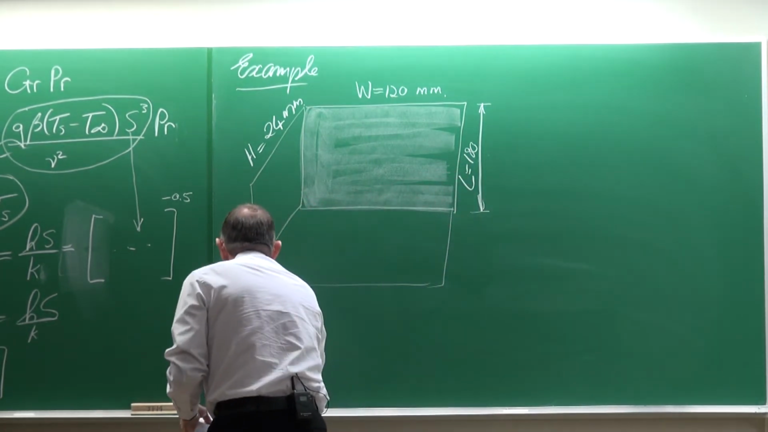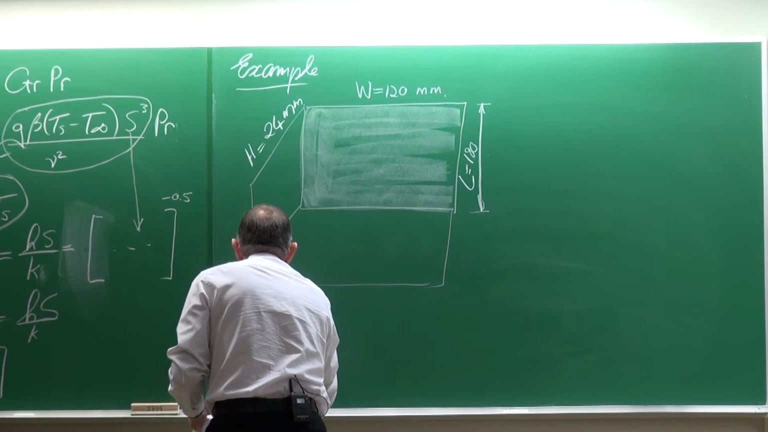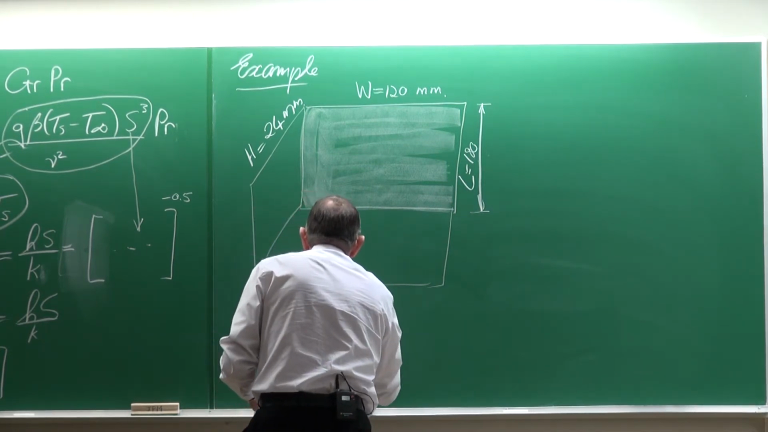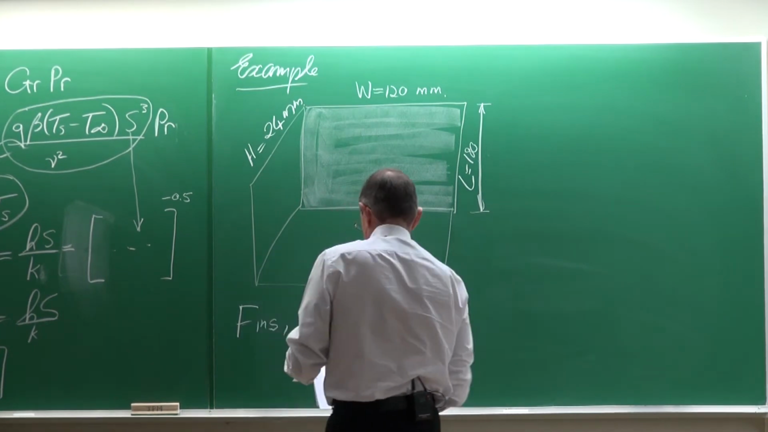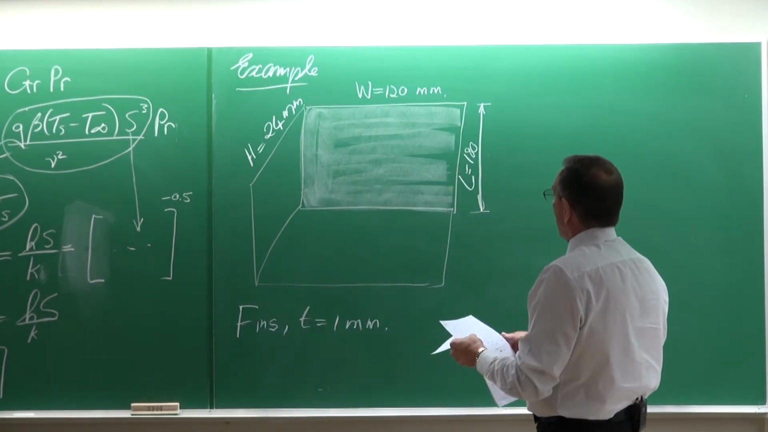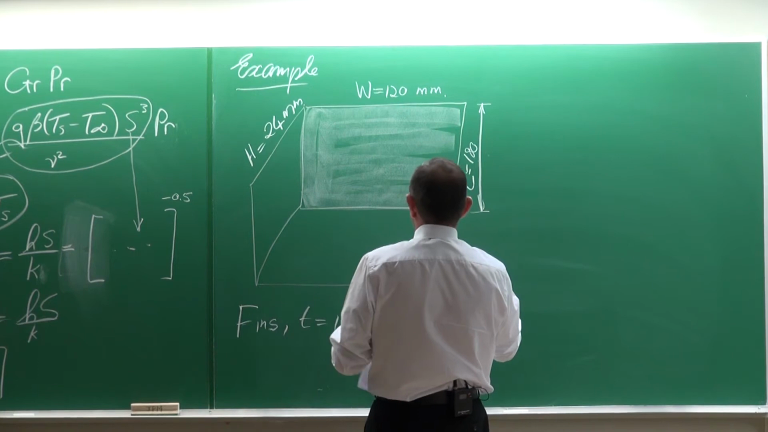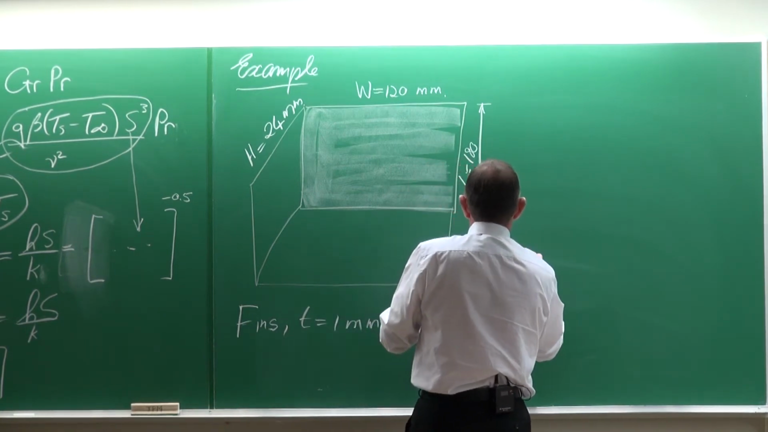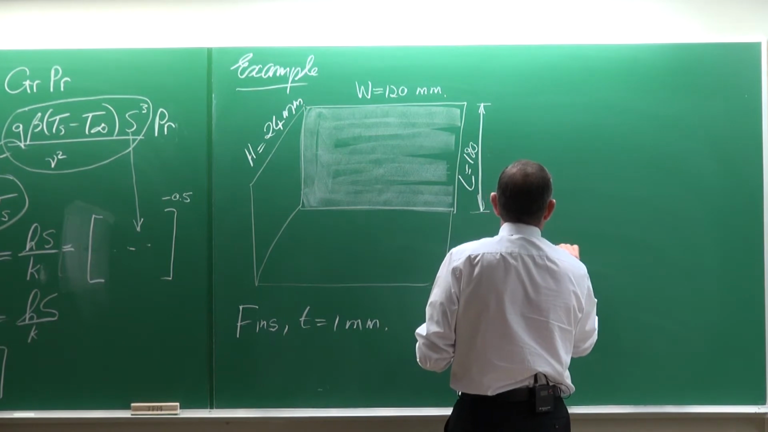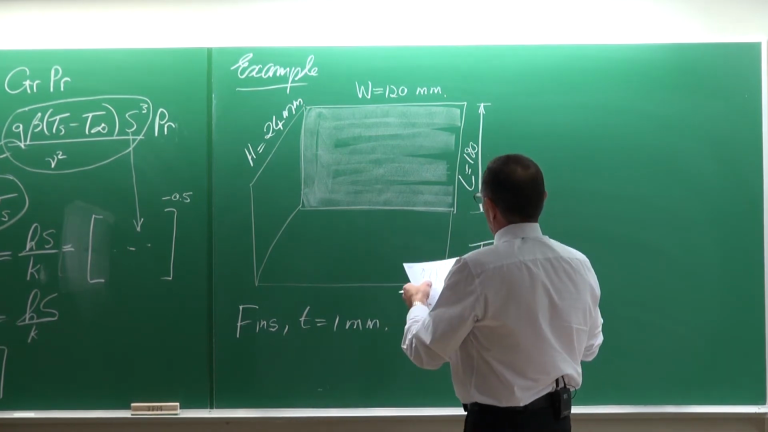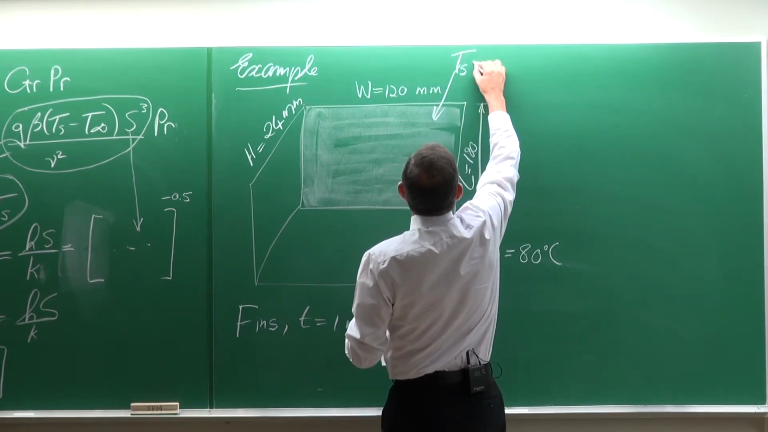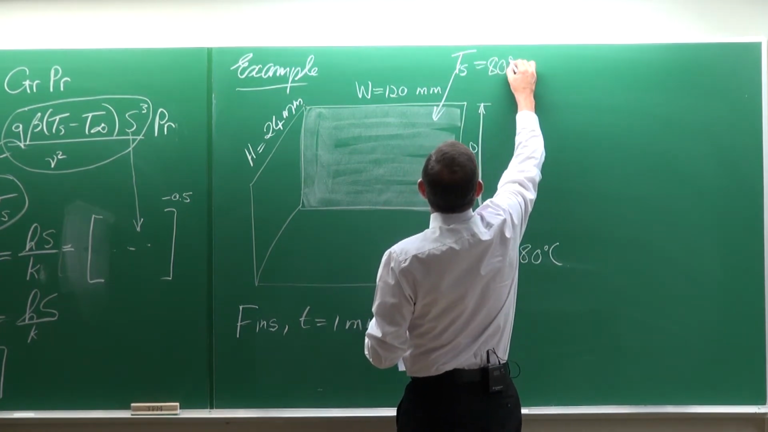So what we're now going to do is we're going to put on fins, and the fin thickness is going to be 1 millimeter, and the environment temperature, T of the environment, is equal to 80 degrees Celsius, and the surface temperature is equal to 80 degrees Celsius.